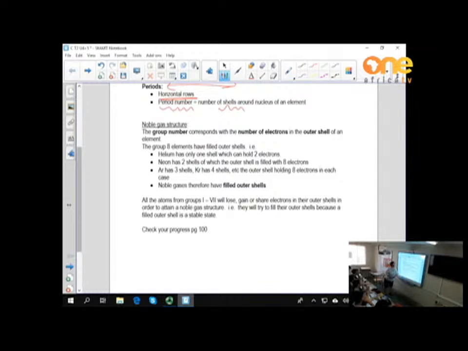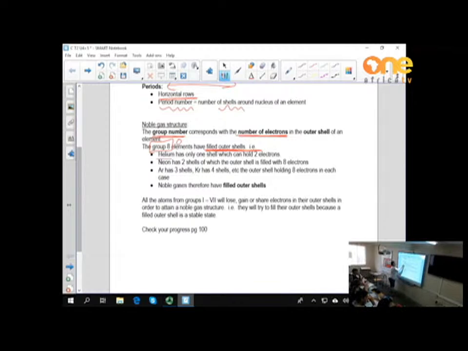The next thing then, I talk about noble gas structure. Now the group number corresponds with the number of electrons in the outer shell of an element. Now group 8, also known as group 0, has got filled outer shells. What can you deduce from having filled outer shells? There will be no bonding places. All right. So they will not bond. They are stable. All right.